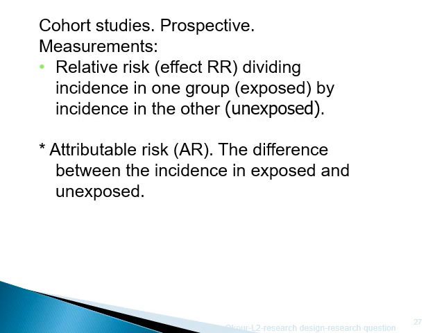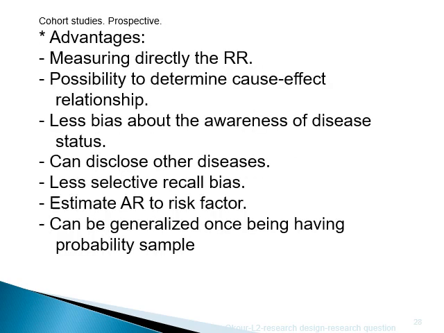Also, in cohort studies, we measure relative risk, RR. Relative risk is the incidence in the exposed group divided by the incidence in the unexposed group. And attributable risk, AR, is the difference between the incidence in exposed and unexposed. What are the advantages? Possibility to determine cause-effect relationship.